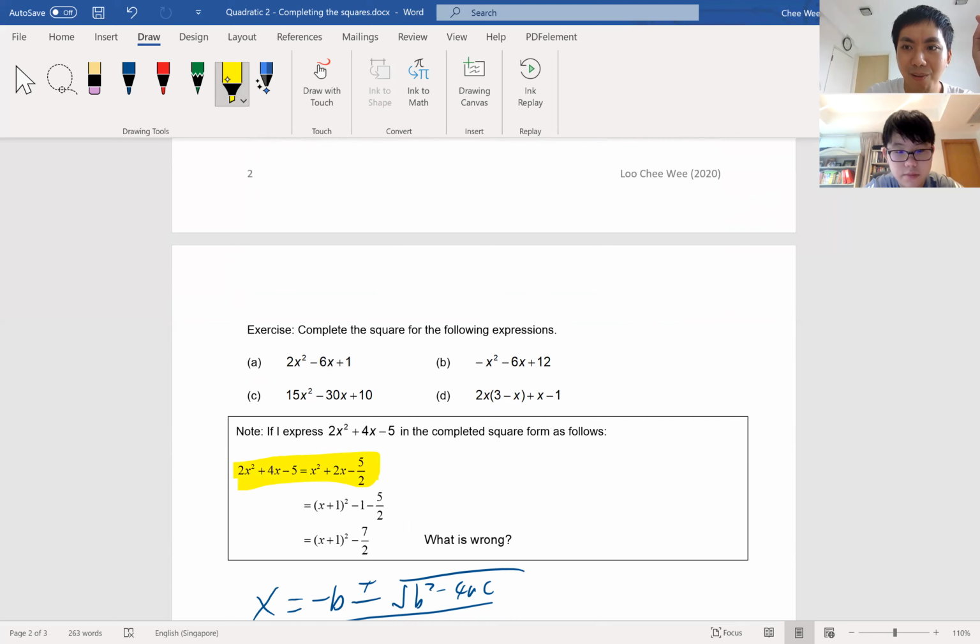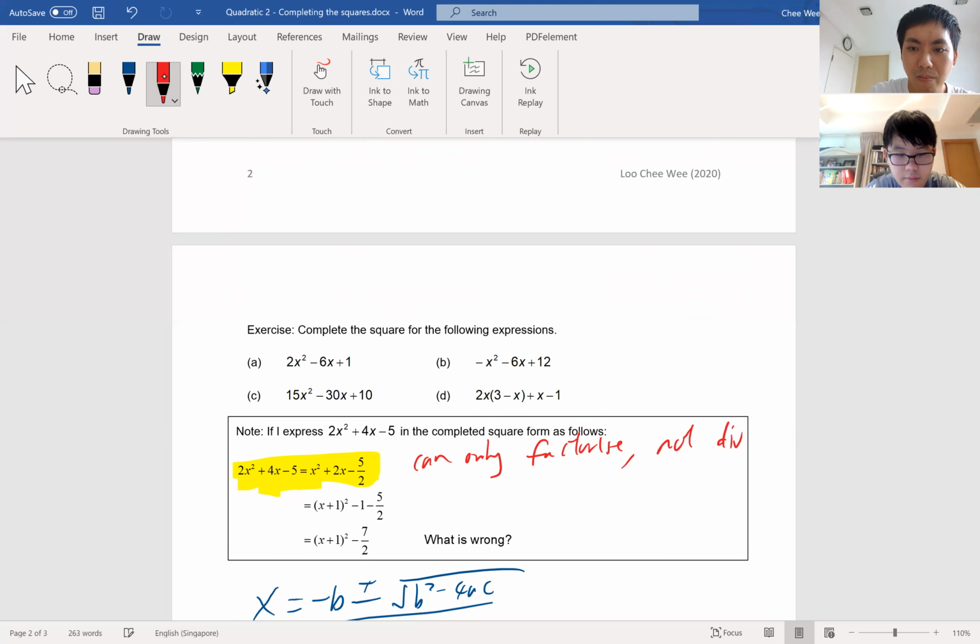This is actually wrong. These two sides are not equal. 2y is not equal to y. Agree? So this is all right, because we are just dealing with an expression, not an equation.